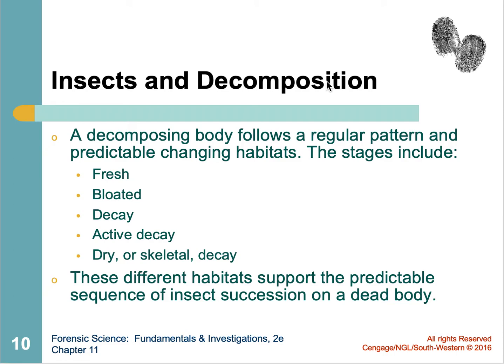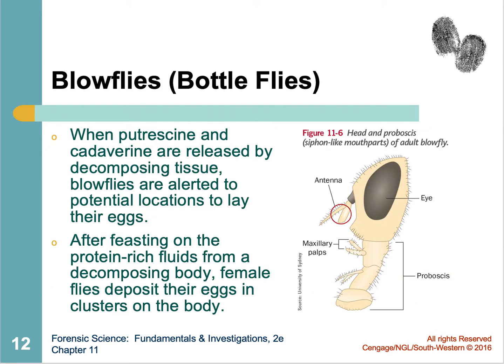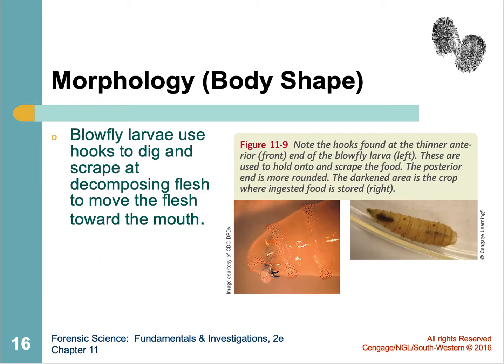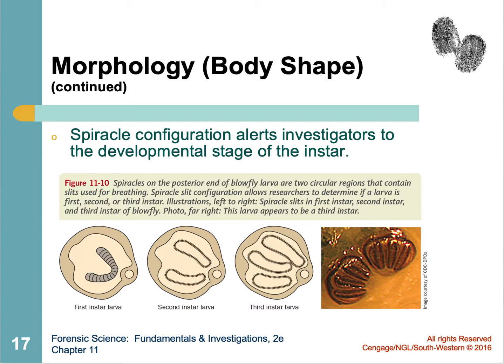Welcome, Forensic Biology. Today we will be taking part 2 of our Forensic Entomology, Chapter 11. We will be covering insects and decomposition. We will be going over blowflies, especially their growth and development, and some different changes or morphology of the body. So we'll be talking about that.